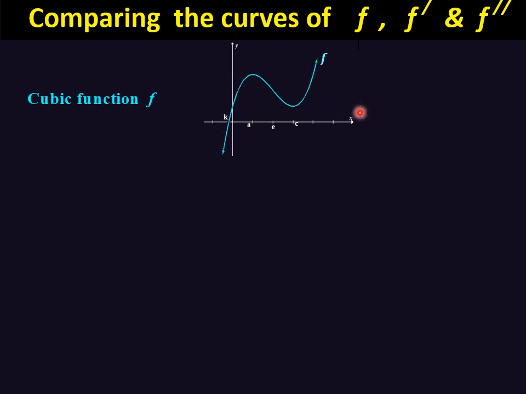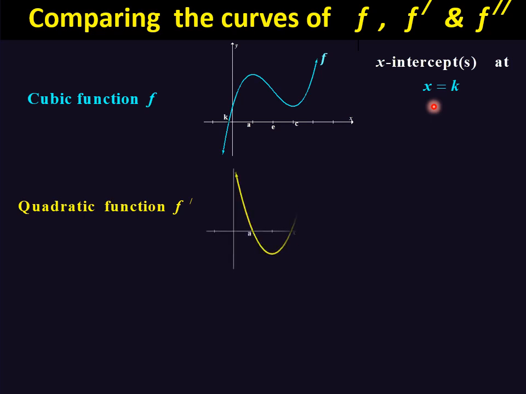So I have a cubic function here, and what are the x-intercepts here? There, the x-intercept is at the point K. It's a bit small there. There's the x-intercept at point K. That only has one x-intercept. Let's look at that same one, and let's look at the quadratic function for that. The quadratic is the first derivative.